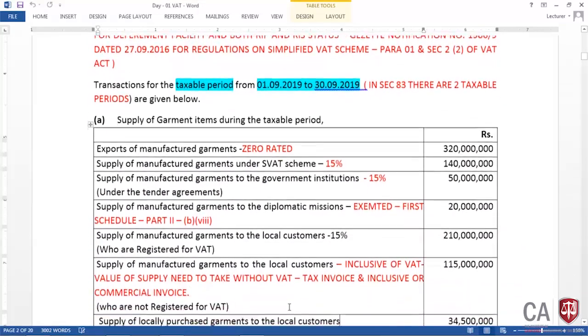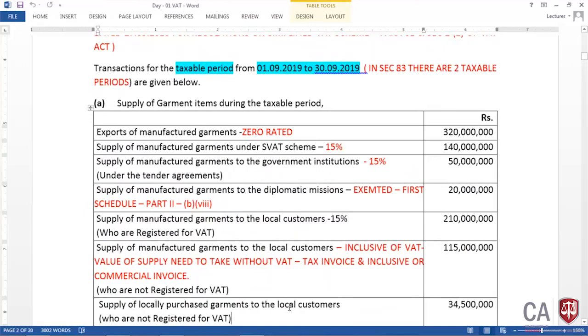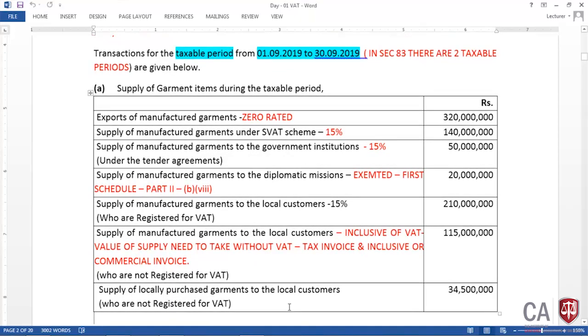Transactions for the taxable period from 1st September 2019 to 30th September 2019 are given below. I have explained this under section 83: there is a 1 month period, and a quarter. This person is computing VAT liability on a monthly basis while doing exports. Then it is very clear. The information: supply of garment items during the taxable period, export of manufactured garments 320 million. I am not using the zeros and will explain in million terms. It is zero rated.